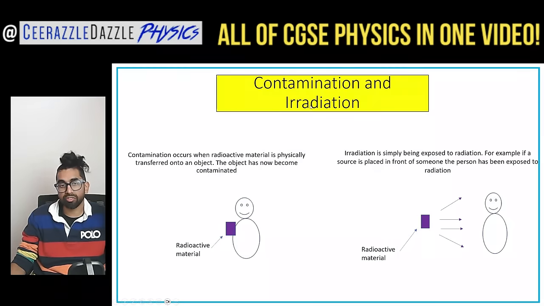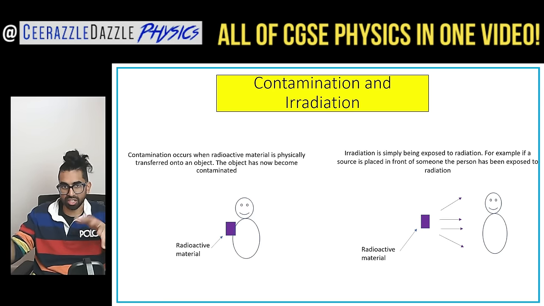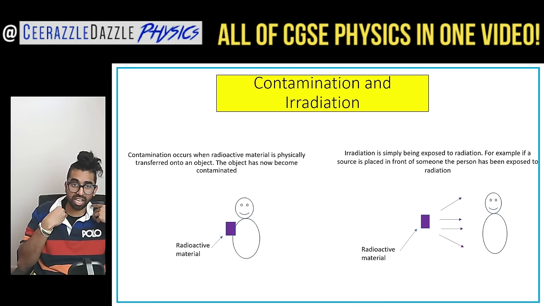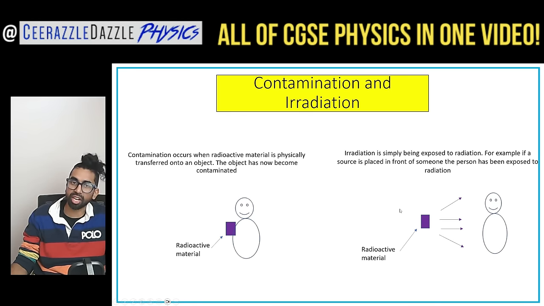And last of all, the difference between contamination and irradiation. Contamination is when a radioactive material actually physically gets transferred onto something. I always give the example of, imagine a fly, it touches something dirty and it lands on your food, it's contaminated. It's actually transferred the physical matter onto something new. So if something radioactive has actually physically attached itself to you, you've been contaminated. Irradiation is different. It is simply being exposed to the radiation. So as you can see over here, the radioactive material hasn't touched the person, you're just being exposed to it. So there is a difference between contamination and irradiation.